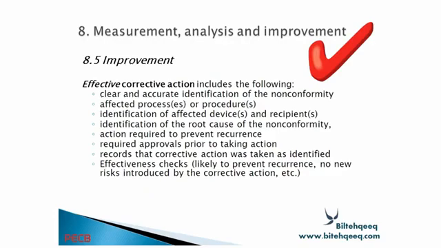Effective corrective action includes the following: clear and accurate identification of the non-conformity, affected processes or procedures, identification of affected devices and recipients, identification of the root cause of the non-conformity, action required to prevent recurrence, required approvals prior to taking action, records that corrective action was taken as identified, and effectiveness checks to prevent recurrence and ensure no new risk is introduced by the corrective action. So every corrective action you take must be effective.